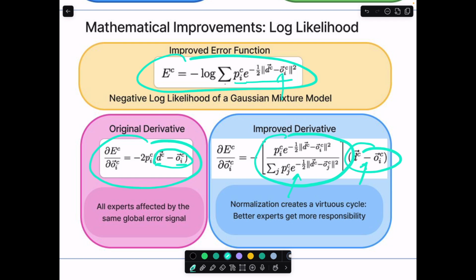This new improved error function will adapt to the strong experts faster than the original derivative, because you can see here in the original derivative, even if you have a strong expert, it doesn't really penalize the weaker expert, so it takes longer to iterate using the original error function.